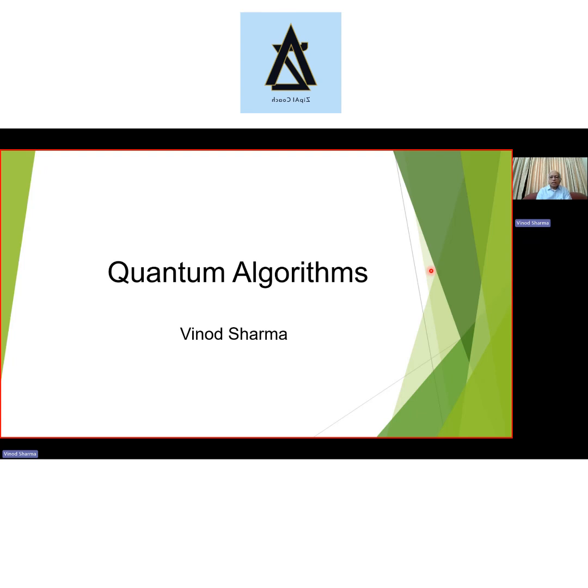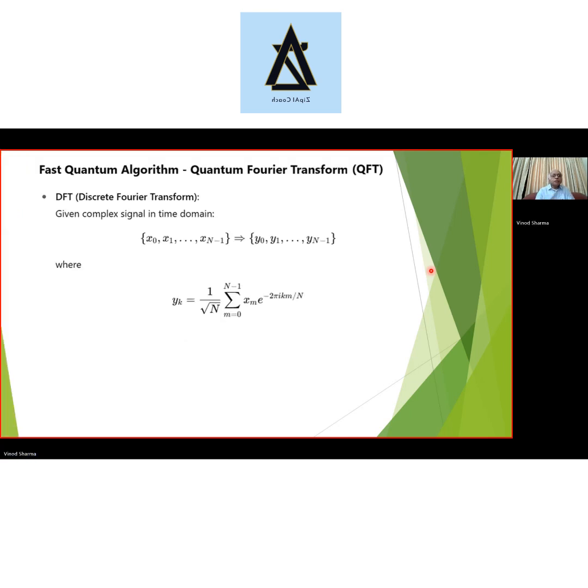And in fact, in the two-part quantum computing module of this course, we will be using these algorithms in quantum machine learning to provide quantum machine learning algorithms. The first algorithm we discuss is a fast quantum algorithm. It's called the quantum Fourier transform.